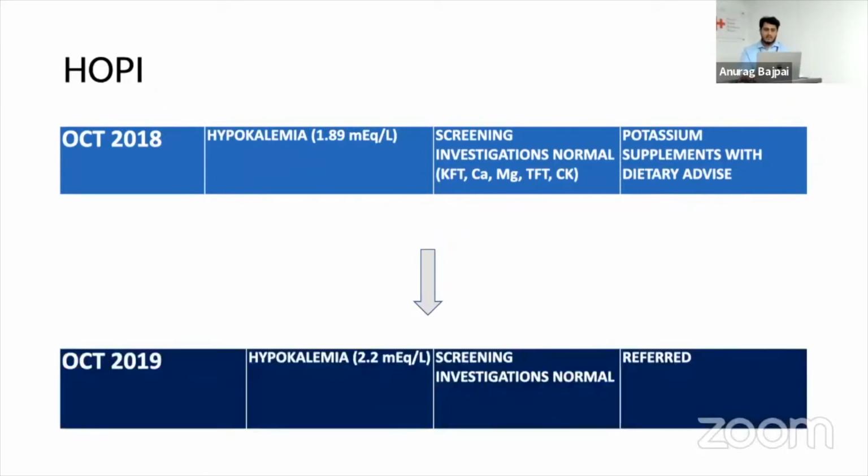And after 1 year, she developed a similar paralysis, and during that episode, the potassium was also found to be on the lower side, at 2.2. The investigation was repeated by the same doctor and was found to be normal. Having had the investigation normal, the patient was referred to us around 2 to 3 weeks following the second episode.